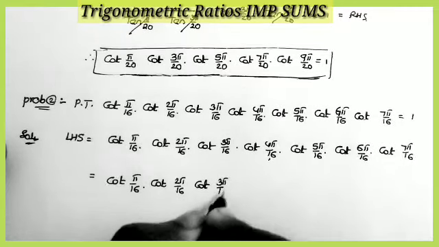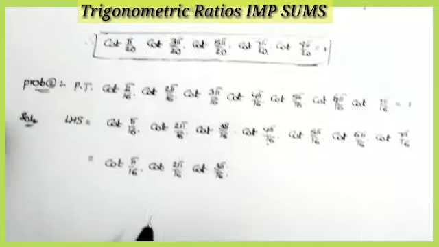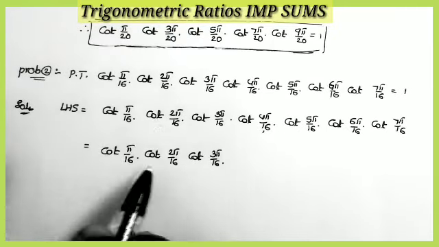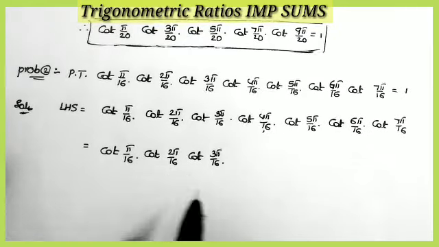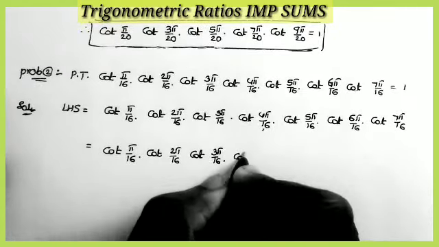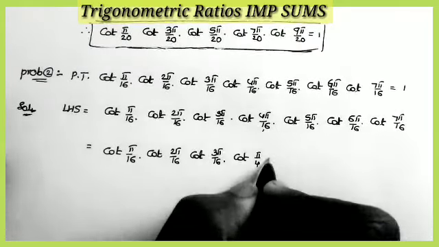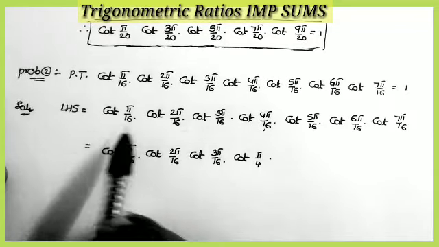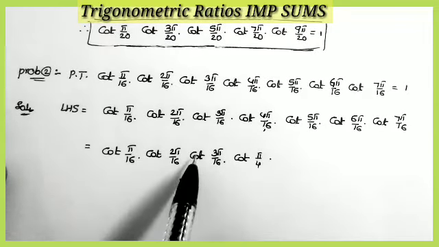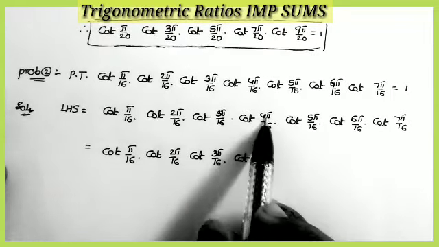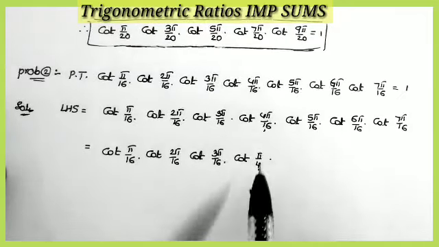cot pi by 16, cot 2 pi by 16, cot 3 pi by 16. No change in the first three values. At the middle term, cut the angle, that is, this becomes cot pi by 4. The first three terms are not changed here. Change the angle of the last three terms, that is, cut the number here.